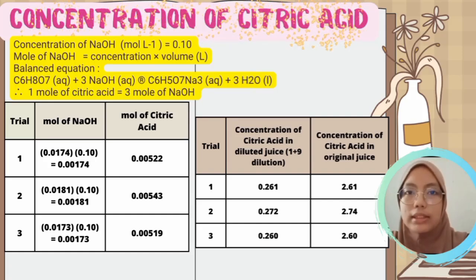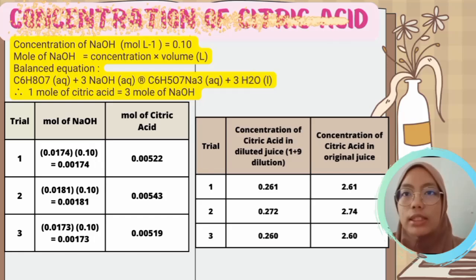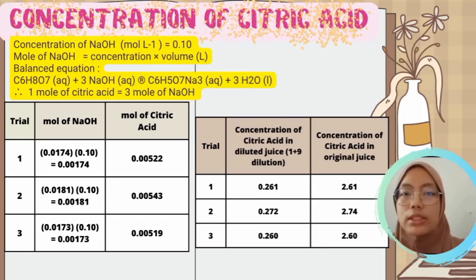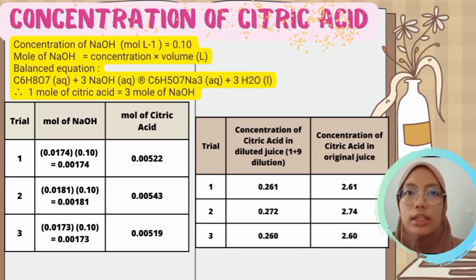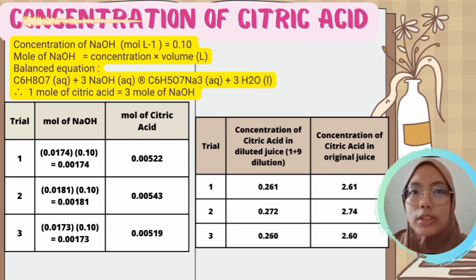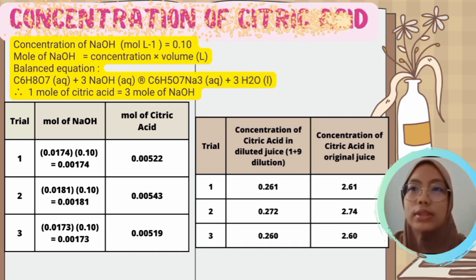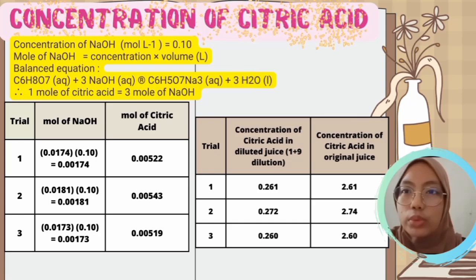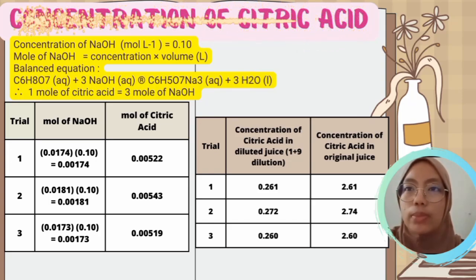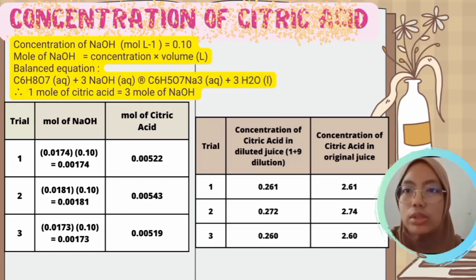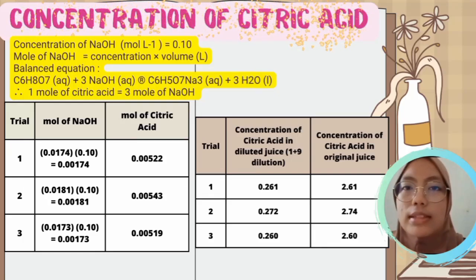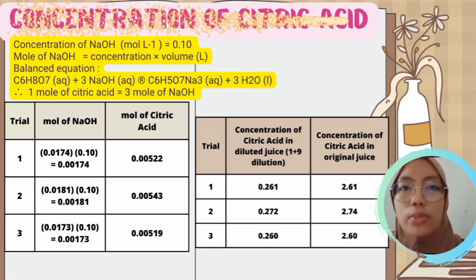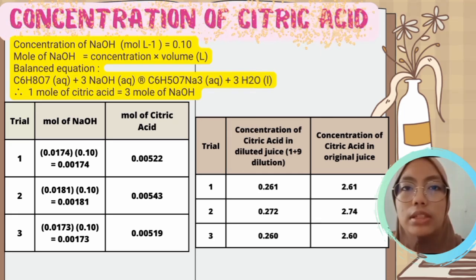For the next step, the concentration of citric acid in diluted juice in trial 1 is 0.261, equal to 2.61 in original juice. In trial 2, 0.272 in diluted juice equal to 2.74 in original juice. In the last trial, 0.260 in diluted juice equal to 2.60 in original juice.